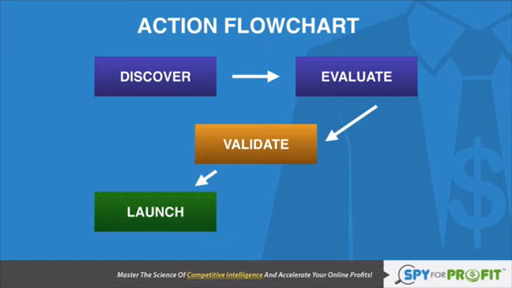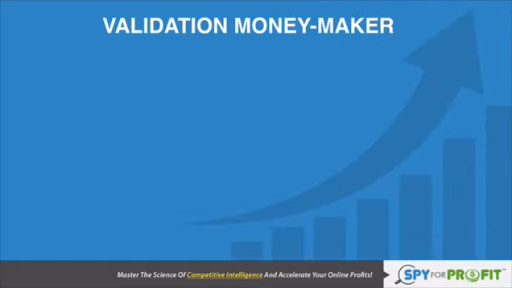Now we're moving on to launch, or actually offering our own product for sale. And then of course, we're going to scale that. So our validation money maker, as I call it, the stage where we validate an opportunity but we can actually start making money, looked like this.